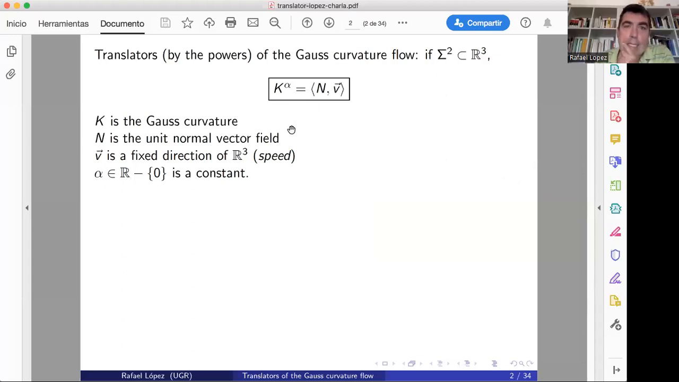Well, okay. This is the equation to study. Then I repeat, K is the Gauss curvature, N is the Gauss map of the surface, V is a fixed direction, and alpha is a non-zero constant. If alpha is 0, then the left-hand side is 1, and the surface satisfies that the Gauss map makes a constant angle with a fixed direction of the space. These surfaces are called constant angle surfaces. This is a different topic, okay?